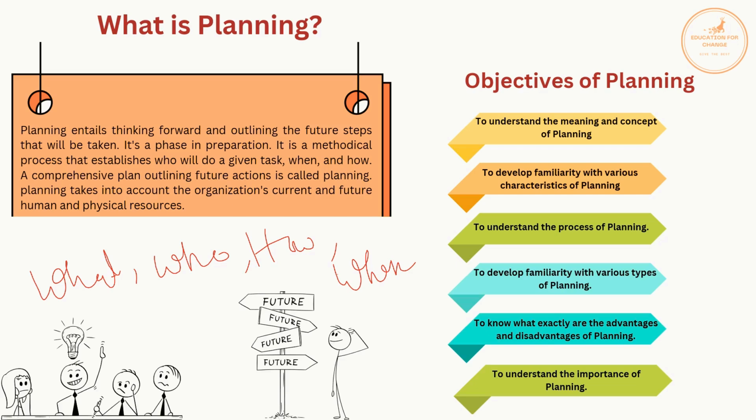Now, let me read the definition. Planning entails thinking ahead and outlining the future steps that will be taken. It is a phase in preparation. It is a methodical process that establishes who will do a given task, when and how. A comprehensive outline of future action is called planning. Planning takes into account the organization's current and future human resources and physical resources.